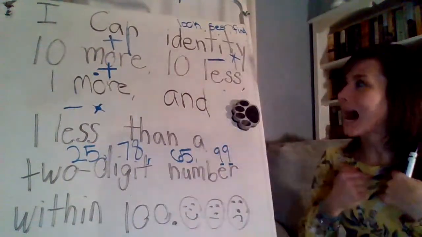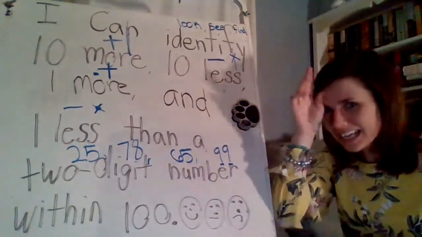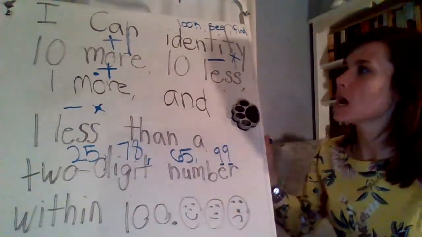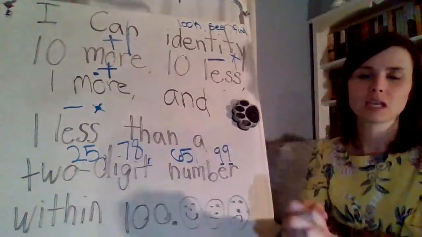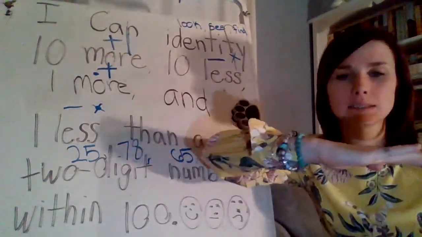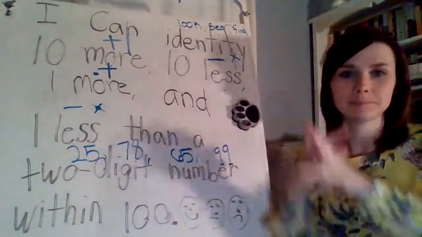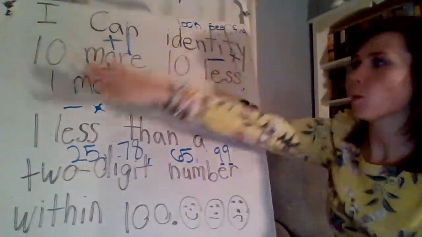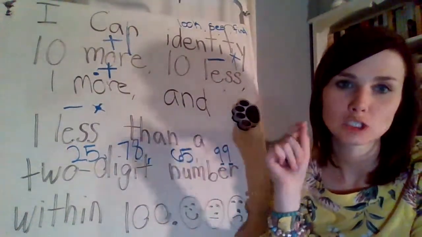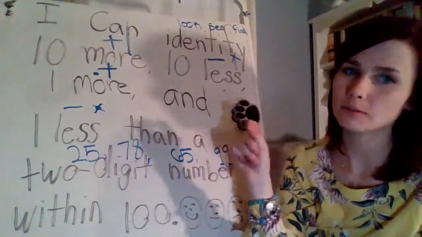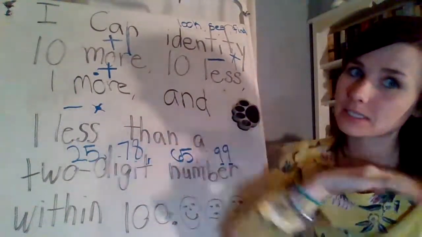All right, let's read this I can statement back together. I can. Yes, you can. Identify. When we identify, we look, see, find. 10 more, and we're going to draw quick tens. 10 less, so the number will get smaller. Minus 10. And we're drawing quick tens, which are just straight lines down. 1 more, and we're going to draw dots, little circles. And 1 less, and we're going to draw those little circles. We're going to exit out because the number is getting smaller too.